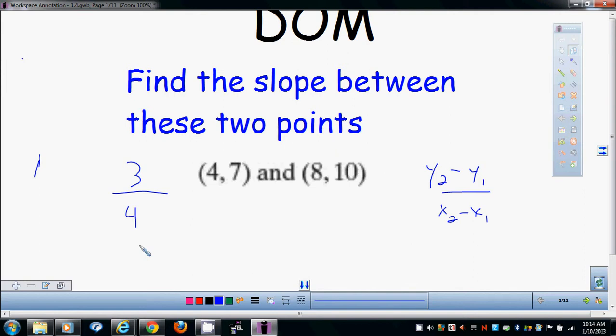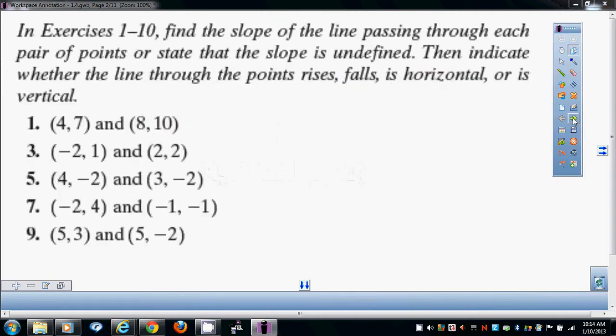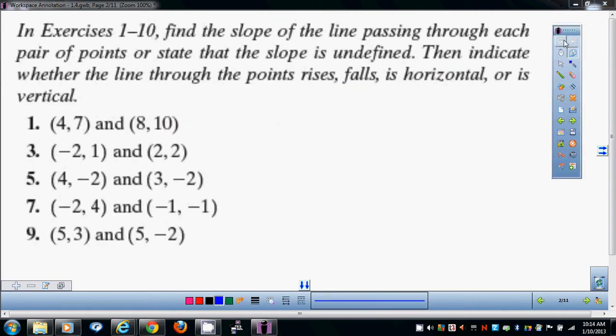Questions on the Dom? No one approached me before class, so I'm assuming there were no questions on the homework. Alright, let's just jump straight into it.